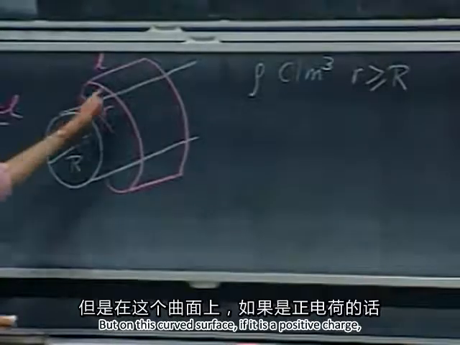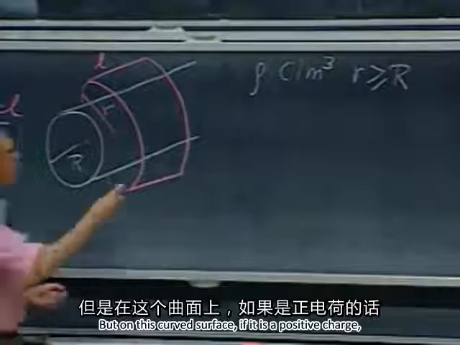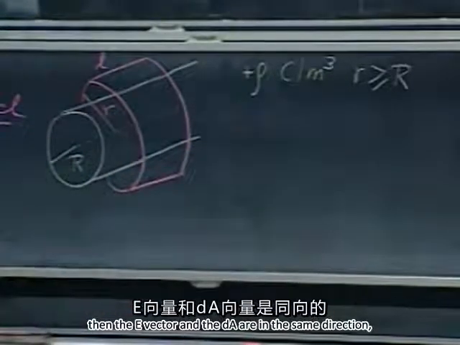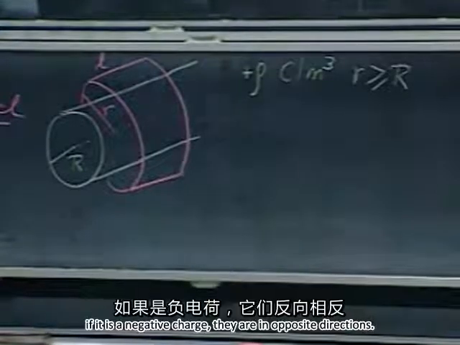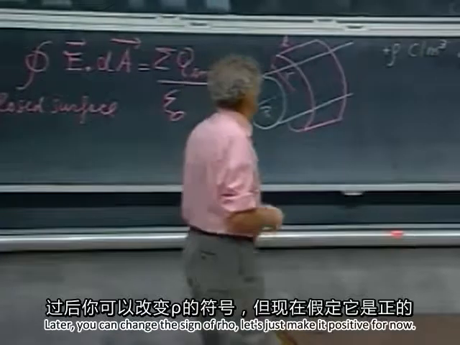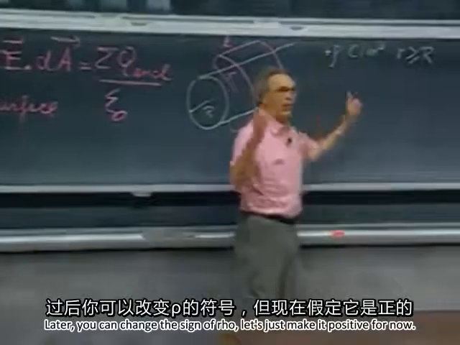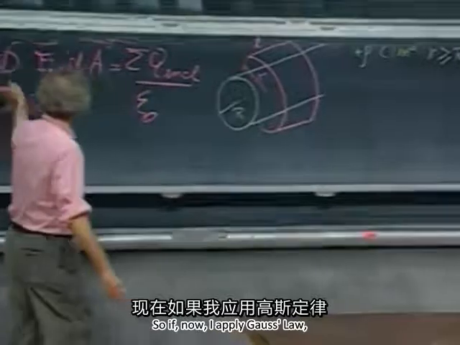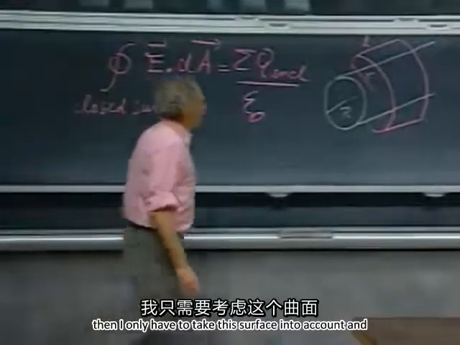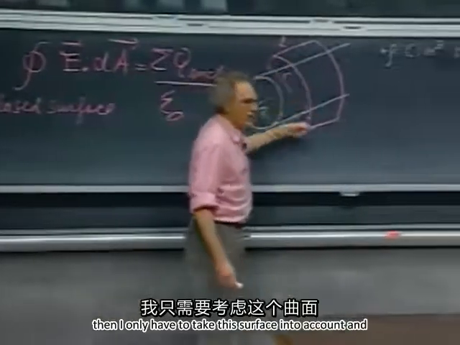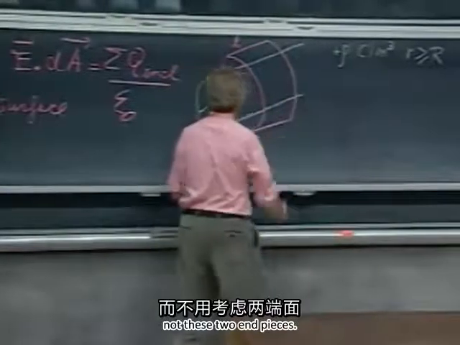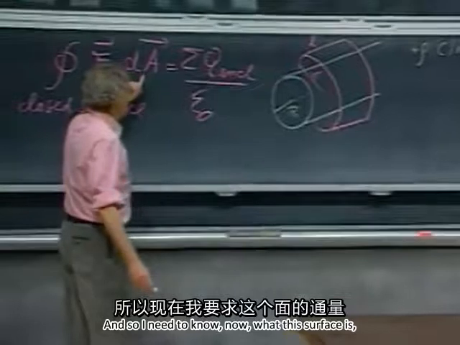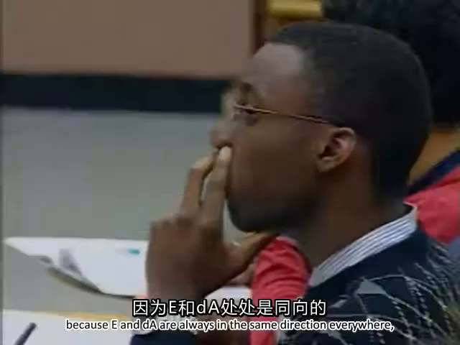But on this curved surface, if it is a positive charge, then the E vector and the dA are in the same direction. If it is a negative charge, they are in opposite direction. Later you can change the sign of rho. Let's just make it positive for now. So if now I apply Gauss' law, then I only have to take this surface into account and not these two end pieces. And so I need to know now what this surface is, because E and dA are always in the same direction everywhere.